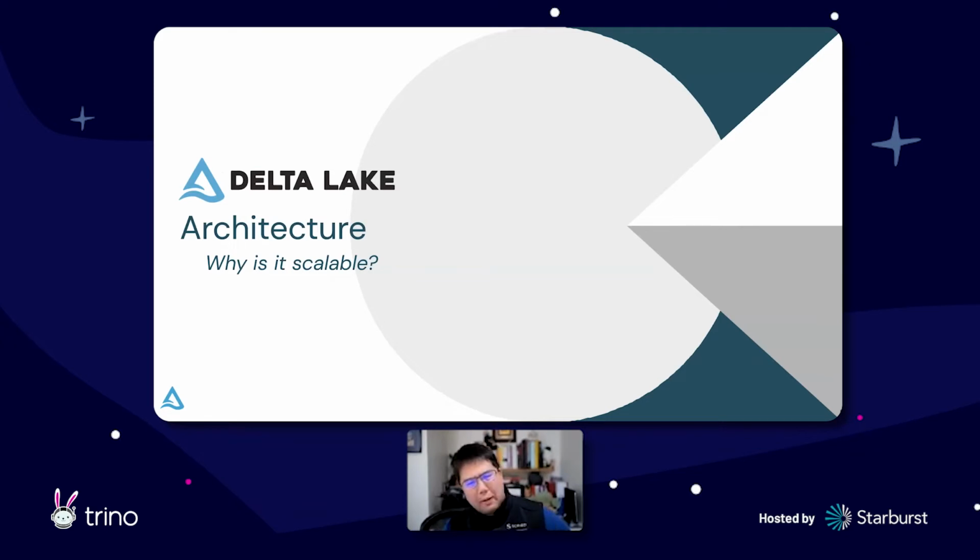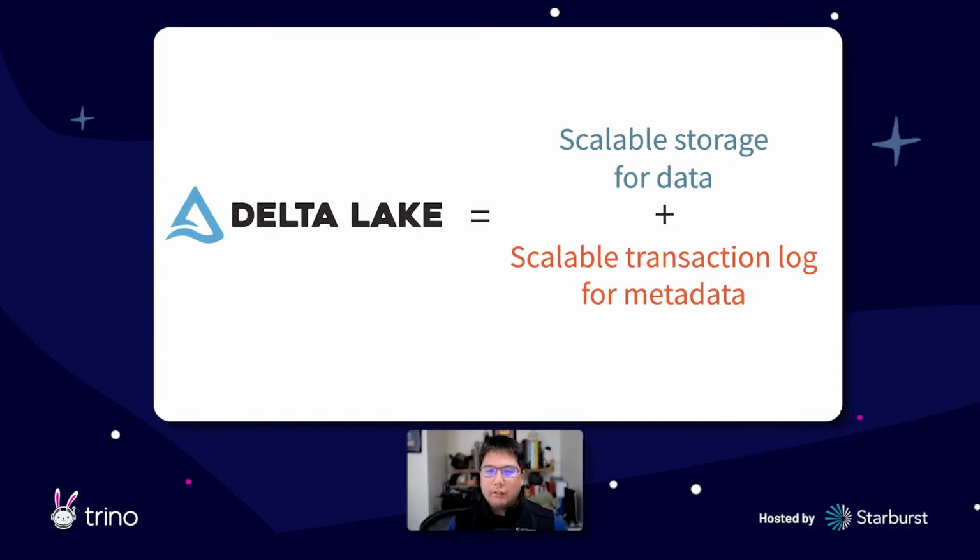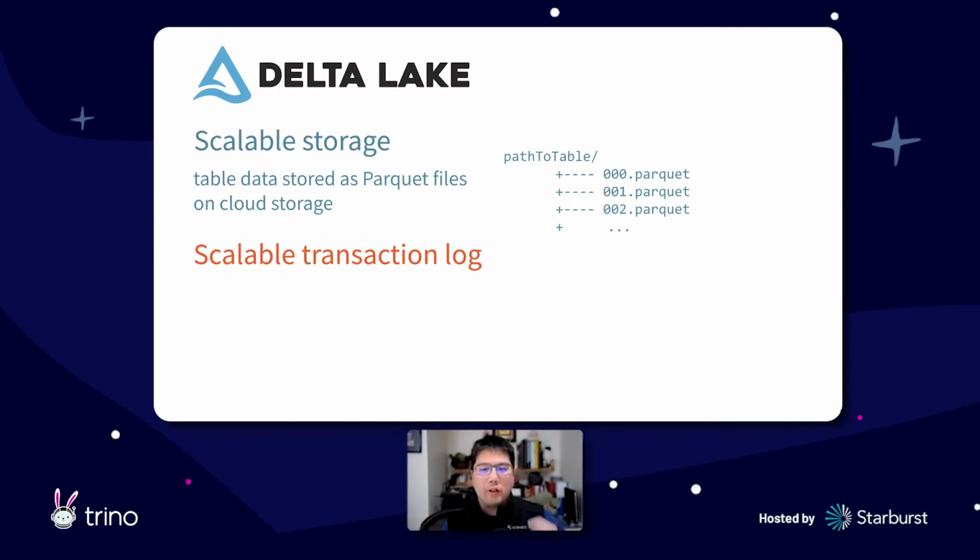So let's go backwards a little bit and ask the question of, in Delta Lake, the architecture: why is it scalable? How does it actually give you that context? Well, Delta Lake equals this concept of scalable storage for data, as well as a scalable transaction log for metadata. You actually need those two things, because as your transaction log or your metadata grows, it actually has to be able to scale as well. And so how do we do it?